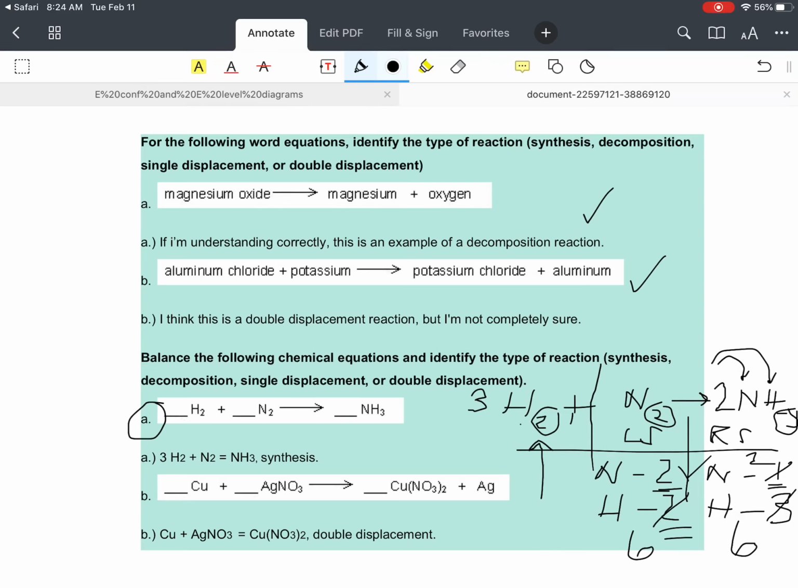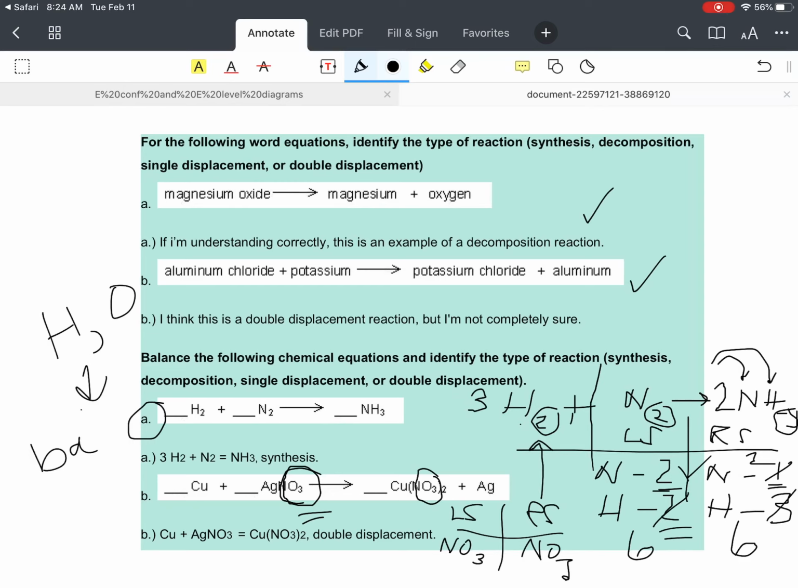My suggestion for the next one, just to approach it, is when you see something referred to as a polyatomic, like this NO3, don't separate it. When you're creating your chart, keep the NO3 intact on your left side and right side, and that will help you balance more easily. And again, if you have lone hydrogen or oxygen in any equation, balance those last. It makes it a lot easier.